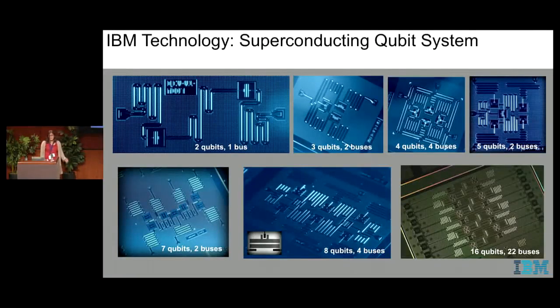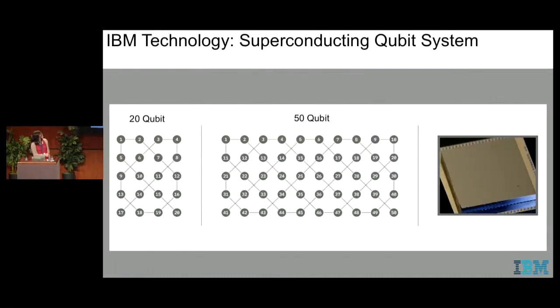In terms of scaling, here are different devices that we've had at IBM, starting from a 2-qubit device that I showed you earlier, then 3, 4, 5. This is one of the Quantum Experience devices, the 7, 8, and then the 16-qubit, 22 buses. That's the newer Quantum Experience device, IBM QX5, that we have now. We have also announced our commercial program, the 20-qubit and 50-qubit devices with these connectivities. So along with improving the coherence, we're always increasing the number of qubits.